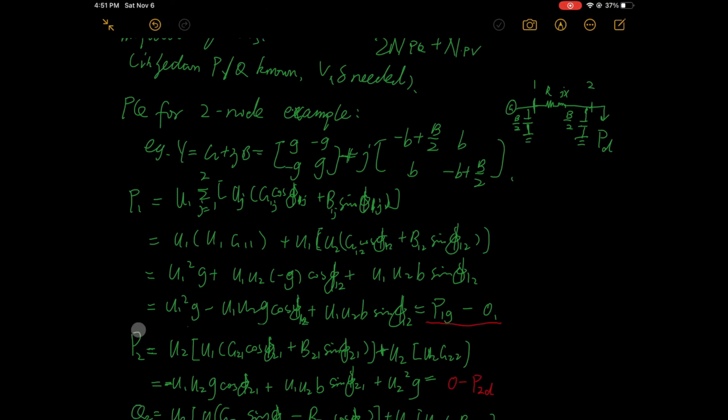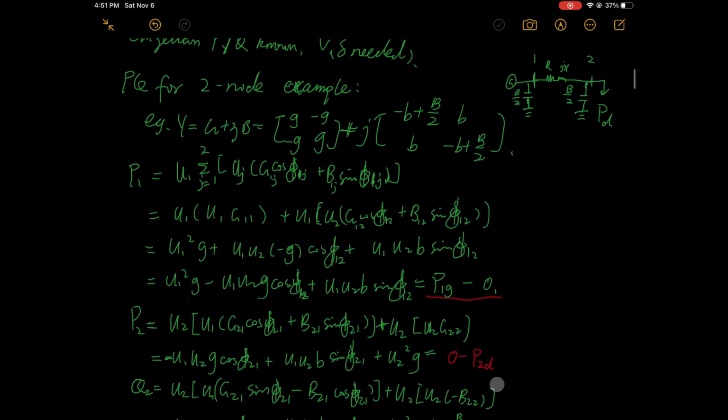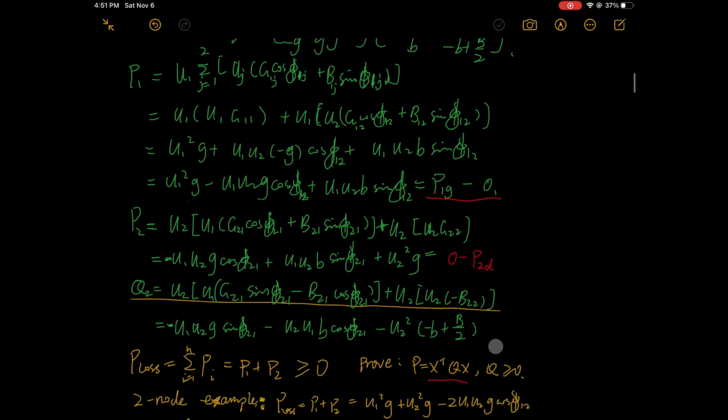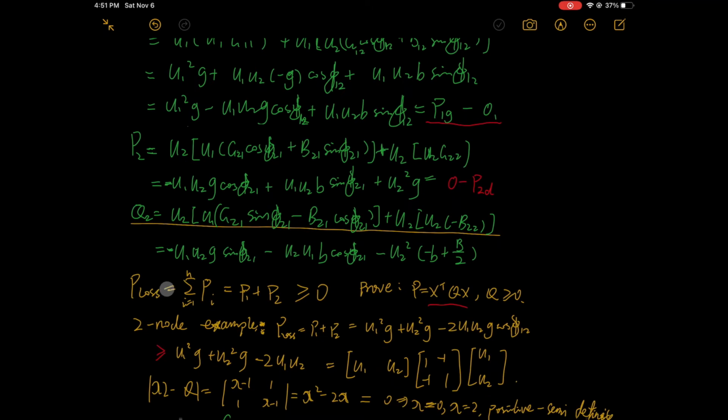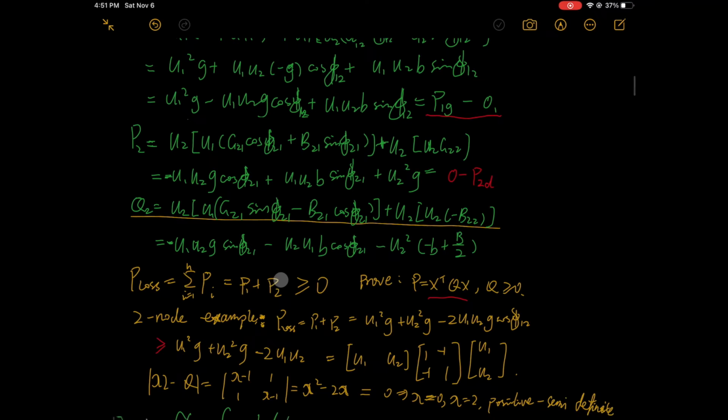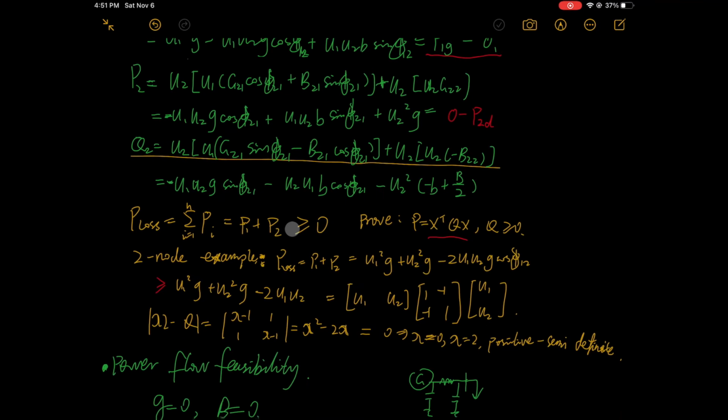The power injection at node i is equal to power generation minus demand at that node. So for node 1, that is P1 generation minus 0, and for node 2, P2 is equal to 0 minus P2 demand. If we want to calculate active power loss, just add all the active power at every node. We can prove that it is non-negative.